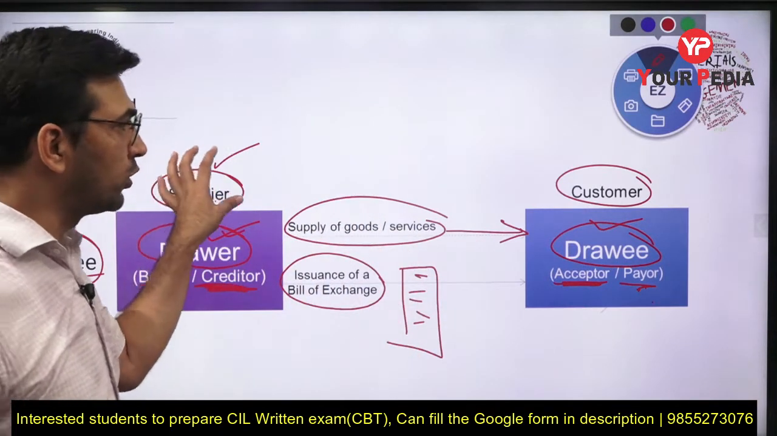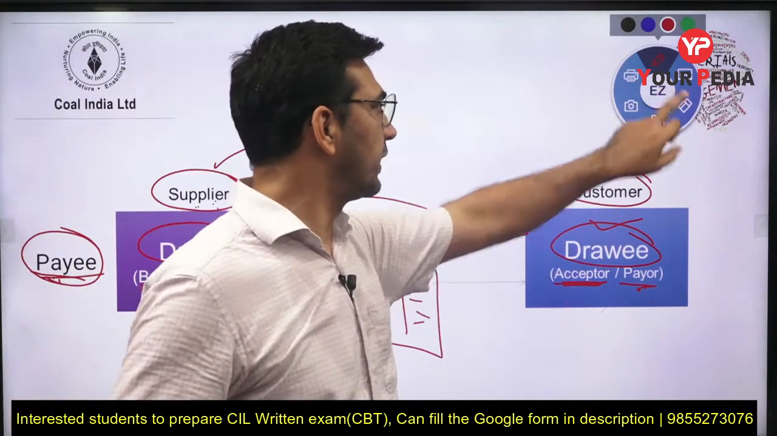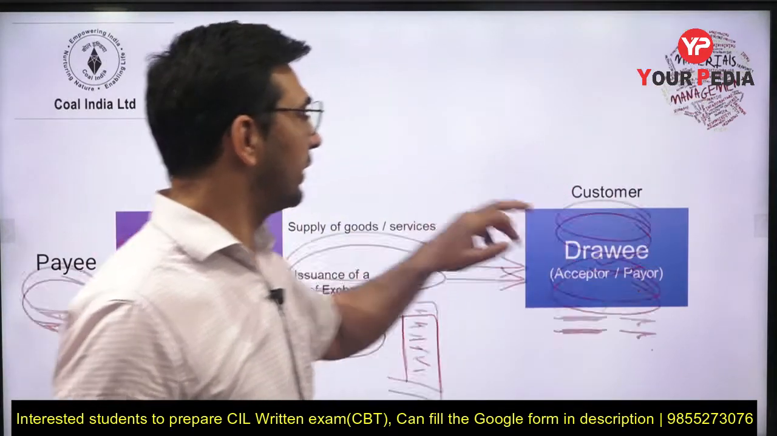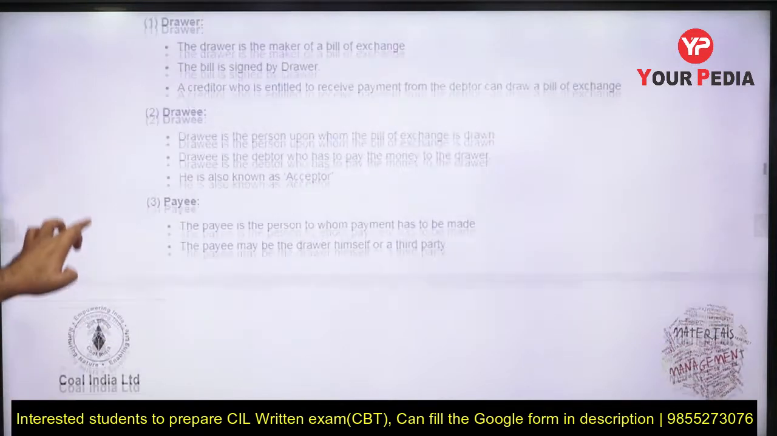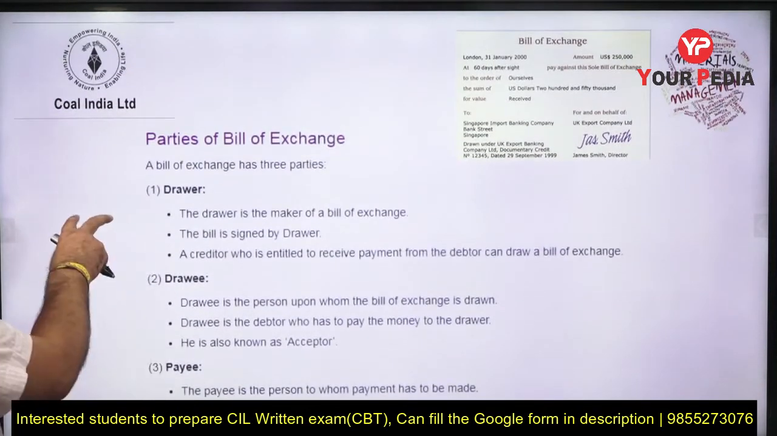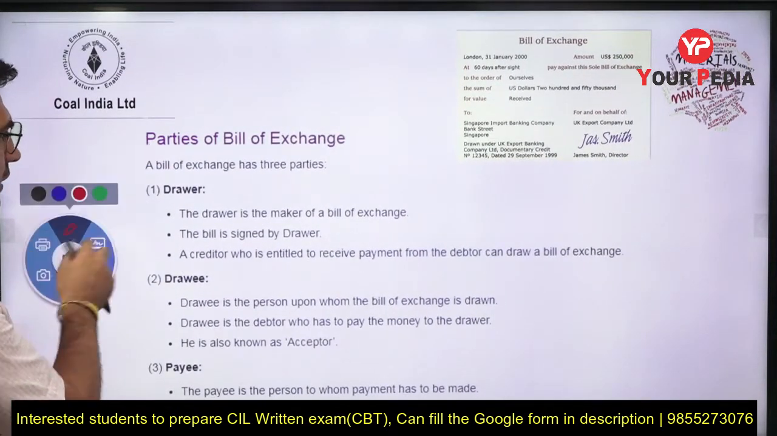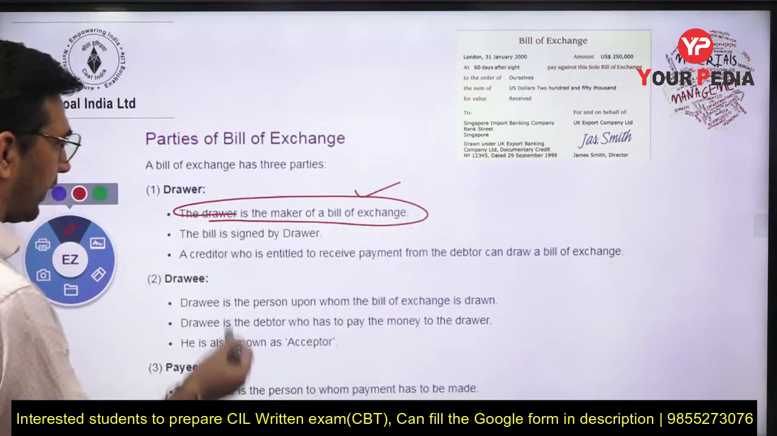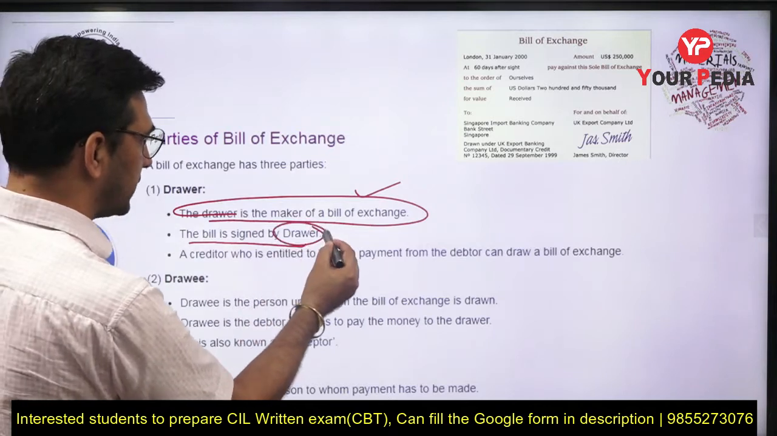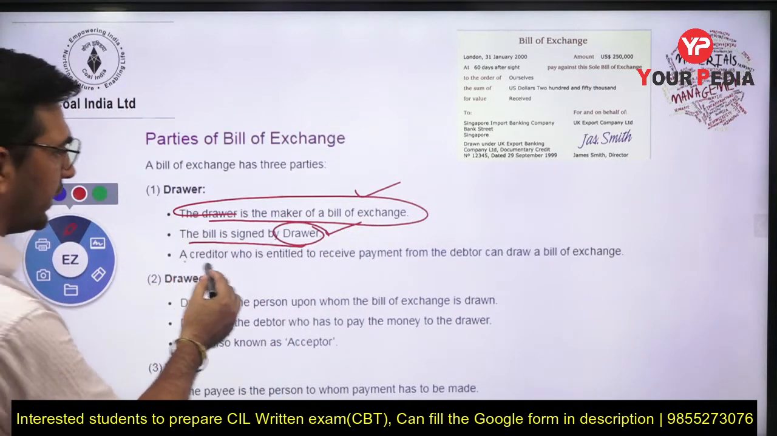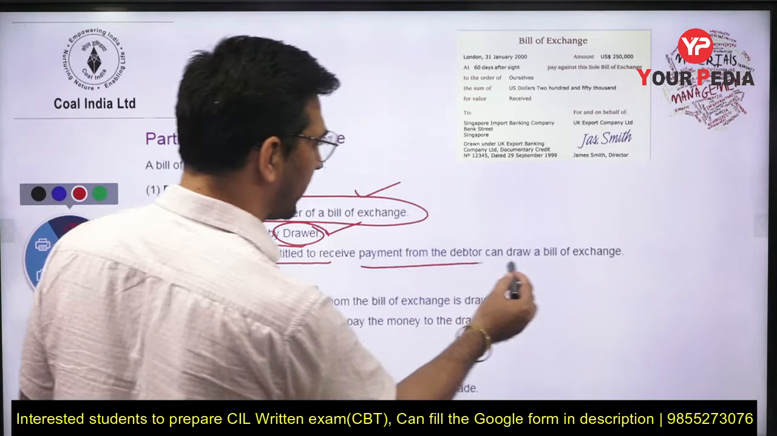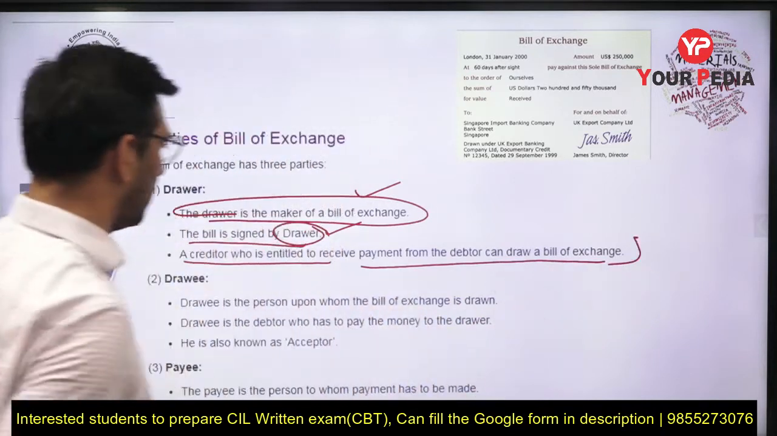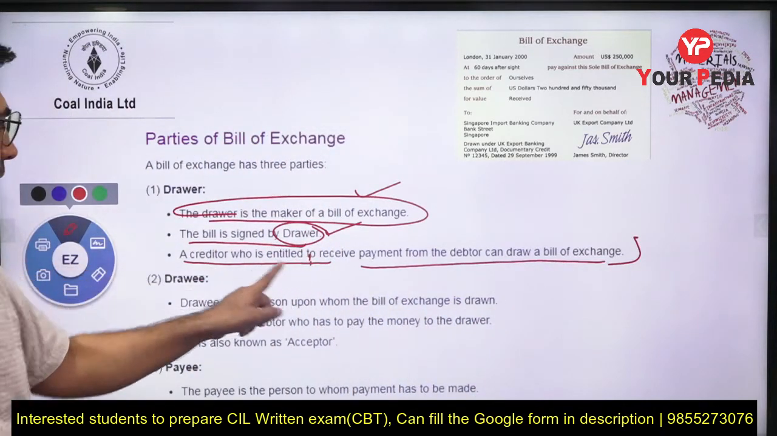Now the supplier is going to make that document, get it signed by the customer, and then obviously keep it with itself. So just have a look. Again the same terms. The drawer is the maker of the bill of exchange. Who is that? The supplier. The bill is signed by the drawer. Obviously, who is drawing it? The creditor, who is entitled to receive payment from the debtor, can draw a bill of exchange. Obviously that is the supplier only.